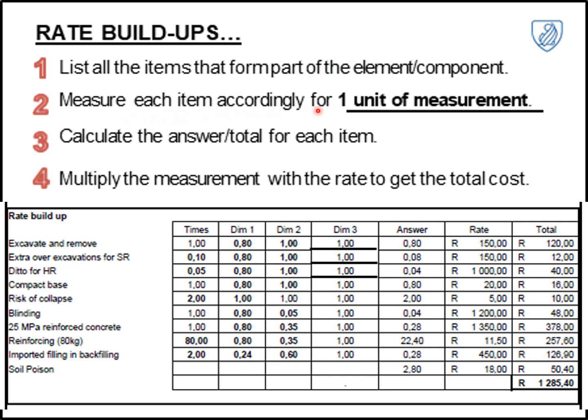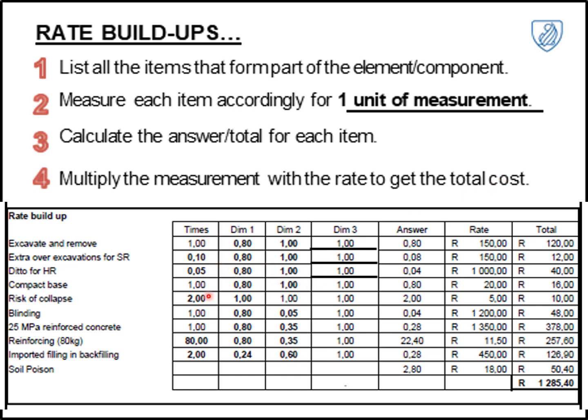Measure each item according to the unit of measurement, and then calculate the answer for the total. Okay, so the main thing is you're just taking the items that you need to include in your estimate and you're converting it to a per meter rate. So here you will see the 1,285 Rand as the rate that you used in the previous slide. So calculate the answer in total, and then multiply the measurement with the rate to get the total cost. Okay, so the main thing is what you need to look at.